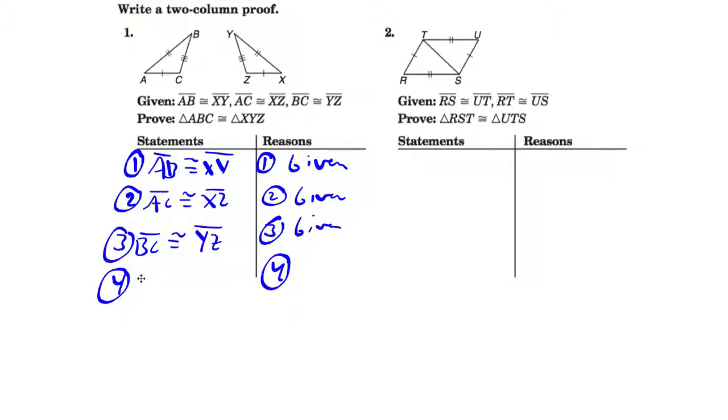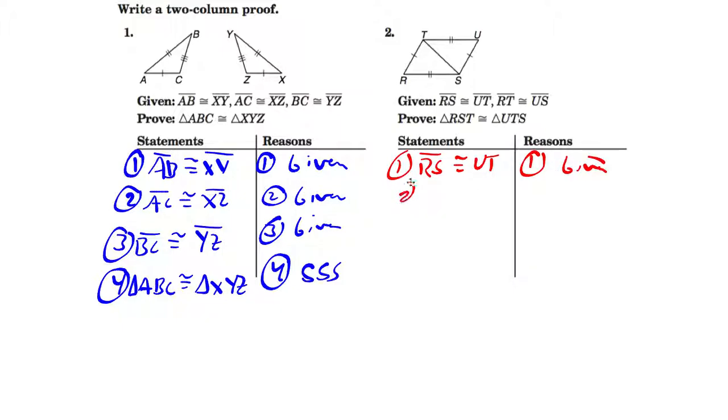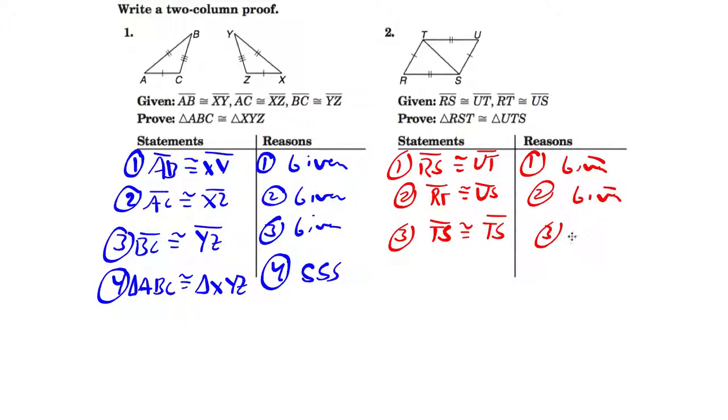So I can just right here say triangle ABC is congruent to triangle XYZ, and that's because of side, side, side. I'm done. Now the next one here, I know that RS is congruent to UT because that's given. Number 2 is that RT is congruent to US, which is also given. But I also know that TS is going to be congruent to TS. Why? That's a reflexive property. It's the same line.